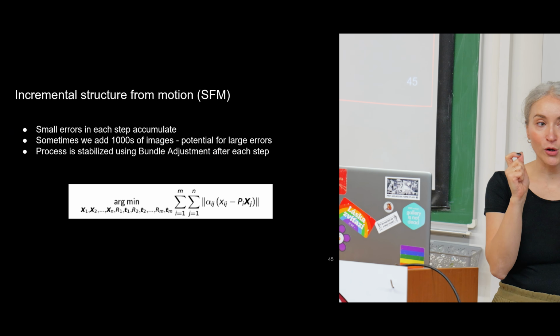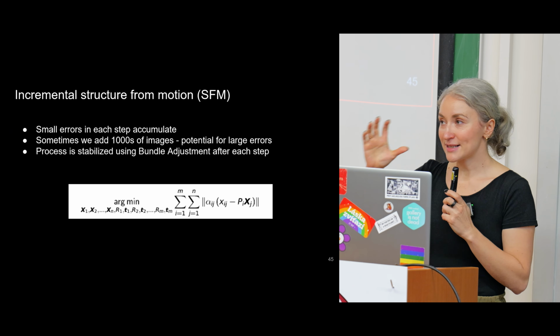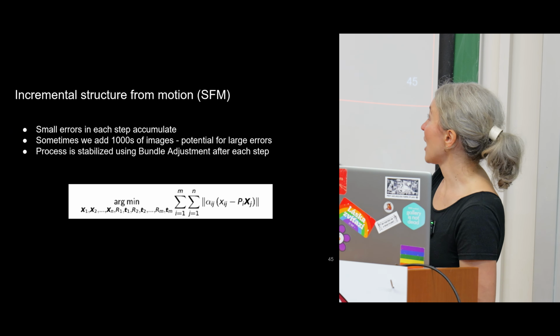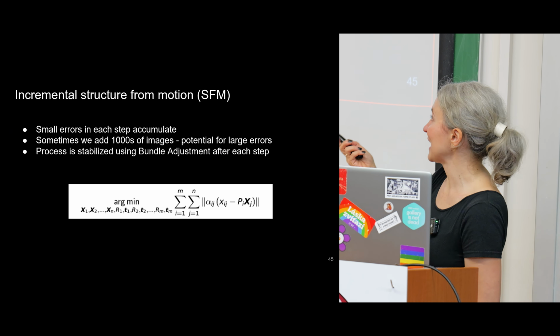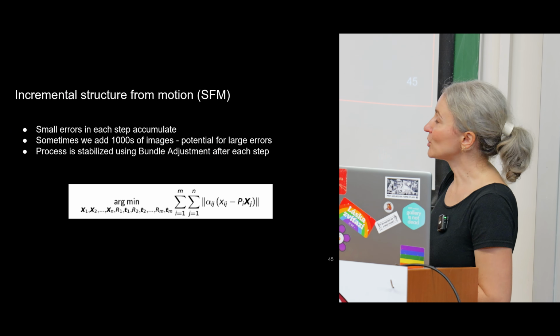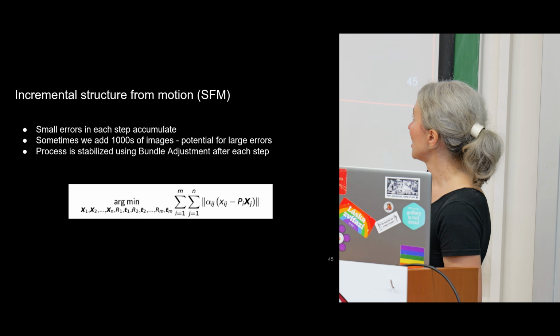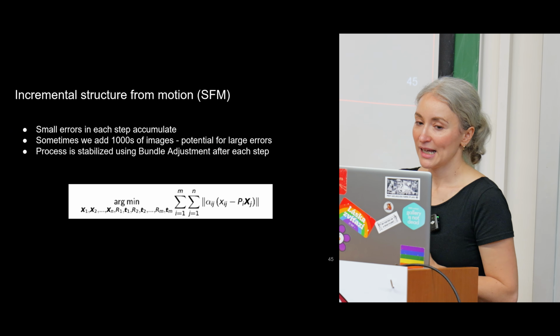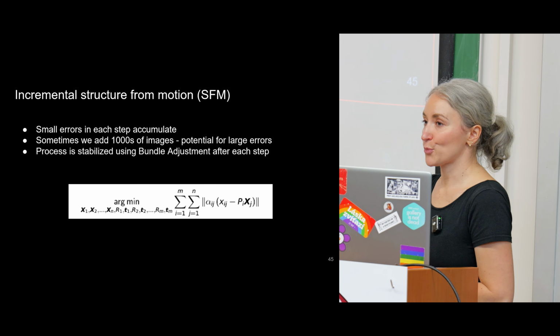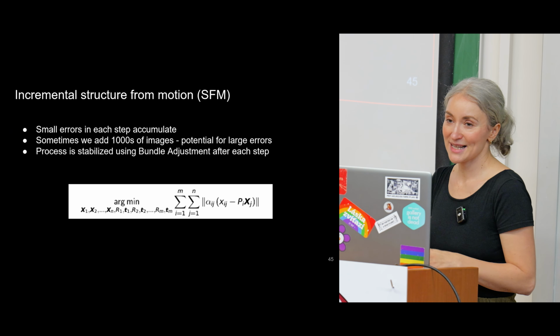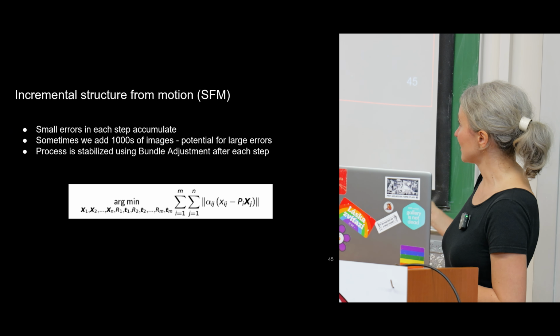So when we have a small error at first, we can then add thousands of images. I'd say in some cases, 10,000 images. So these small errors really accumulate. And what we can do to not get into catastrophe is that we need to stabilize this process, and it can be done with bundle adjustment.